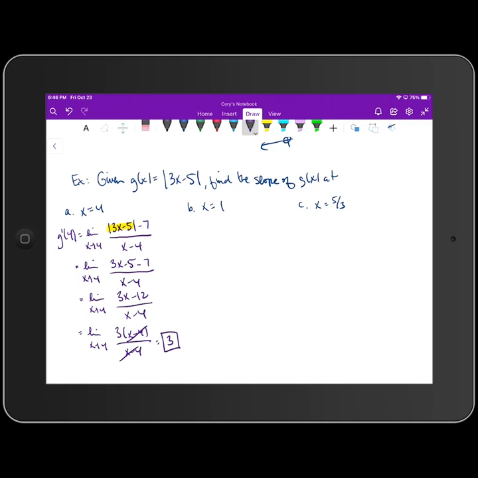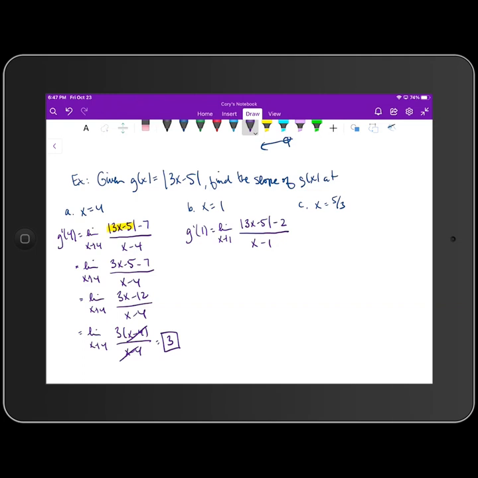We can do the same thing at x is equal to 1. If I want to find the slope at x is equal to 1, that is going to be g prime of 1, which is going to be, using that first limit definition, the limit as x approaches 1 of g of x, which is the absolute value of 3x minus 5, minus g of 1. So when I plug 1 into that function, we get 3 minus 5, which is negative 2, and the absolute value of negative 2 is 2. So that's going to be the absolute value of 3x minus 5 minus 2 all over x minus 1.